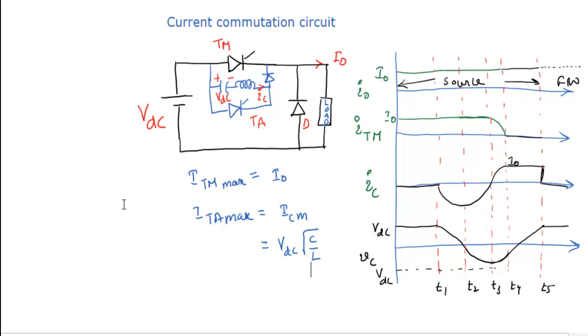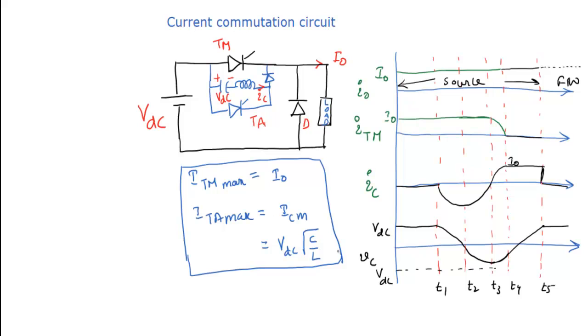These are the two equations we already discussed in the voltage commutation method also, and similarly here, but these will be a little different from those. Another equation we need to find is the time in which the commutation process takes place. That is, at what time the commutation process starts, at T3, at what time it stops, T4, and what the duration is. That we need to calculate.